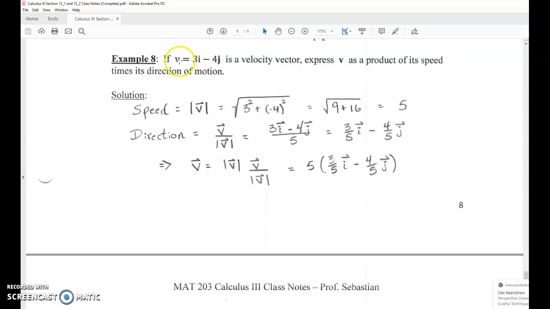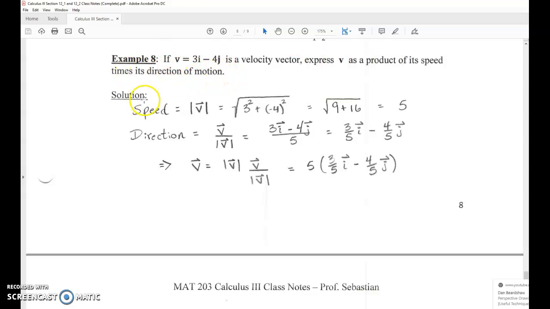In example 8, you're given the vector v, which is 3i minus 4j. Now, this could be a two-dimensional vector in just the xy plane, or you could think of it as a three-dimensional vector where the k component, or the third component in the z direction, is 0, but it doesn't really matter. All the formulas work the same no matter how many spatial dimensions we're in. So let's say that's a velocity vector. Express v as a product of its speed times its direction of motion.